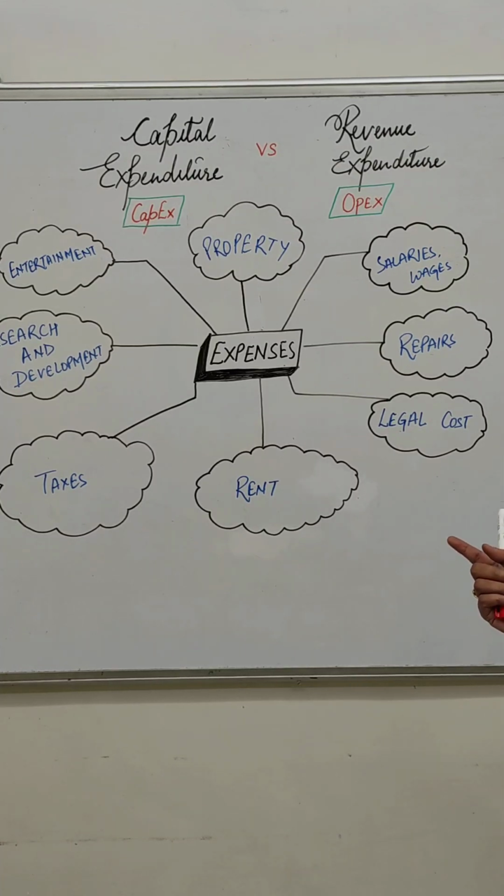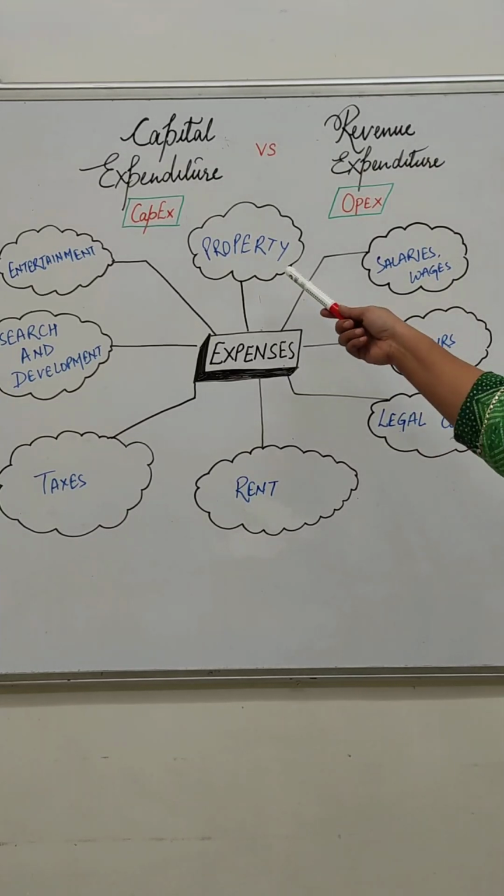Our first point is any expense whose benefits can be availed over a long period of time. Second, it increases the value of assets. And third, it is non-recurring in nature. Keeping those points in mind, let's now identify how many of his expenses are capital expenditure.